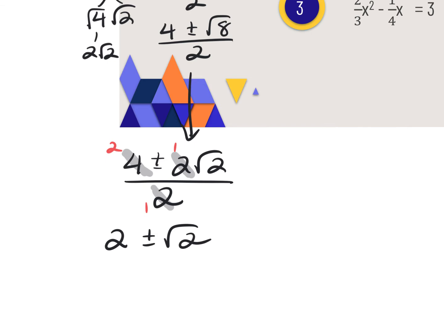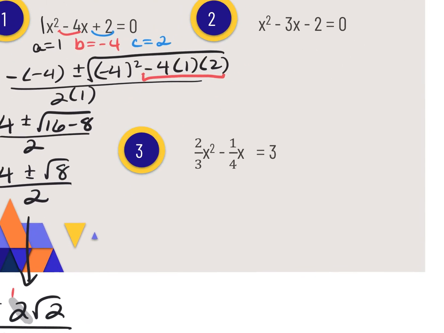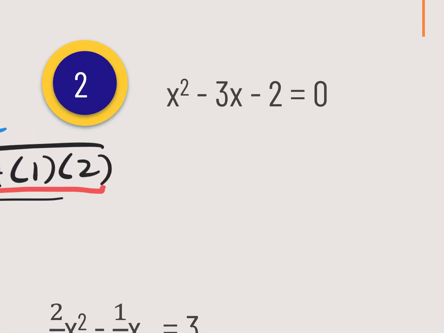For WebAssign, it's going to make you pull it apart. You're going to do 2 minus the square root of 2, and then 2 plus the square root of 2. And this is what x equals. Okay, so for number 2, this one is also already in standard form.